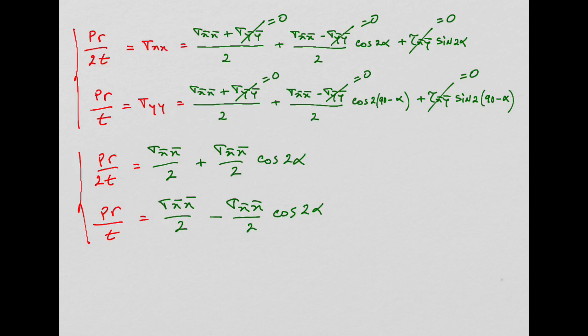Or I can do even better. I can factorize sigma, and then I will get 1 plus cosine 2 alpha. And here I will get sigma x bar times 1 minus cosine 2 alpha.